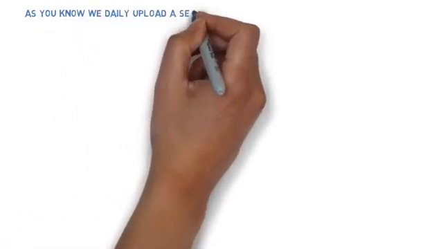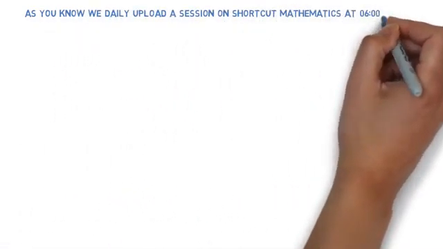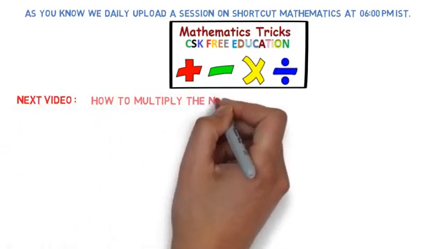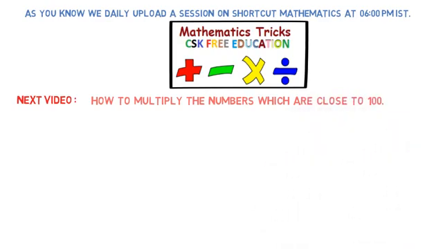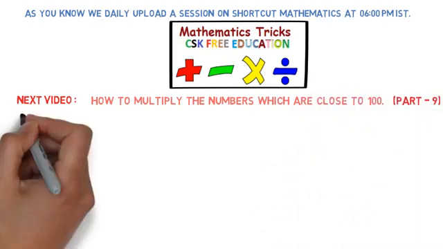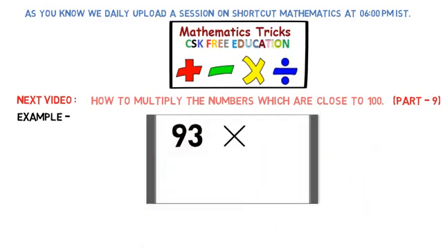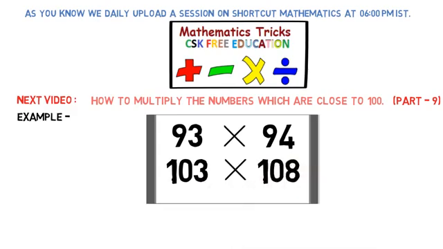As you know, we daily upload a session on shortcut mathematics at 6 p.m. in an animated way. In the next video, I'm going to teach you how to multiply numbers which are close to 100. This is very simple. You can solve this within 1 or 2 seconds. Let's say you need to multiply 93 and 94, and in the same way 103 and 108. So any number which is close to 100 can be multiplied very easily in just 1 or 2 seconds. We'll have a look at this in the next session.